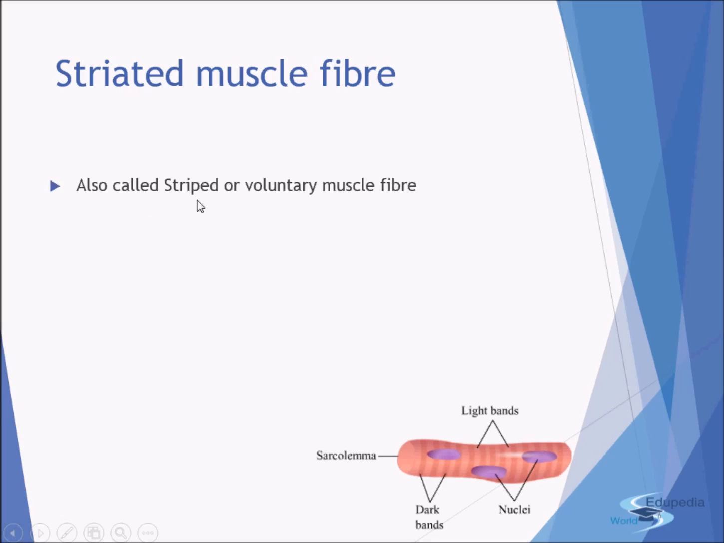They are also known as the striped or voluntary muscle fibers. Striped because of the structure and voluntary because of the function. Voluntary means that these muscles are under our control.